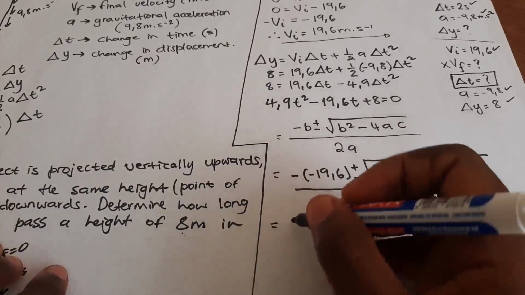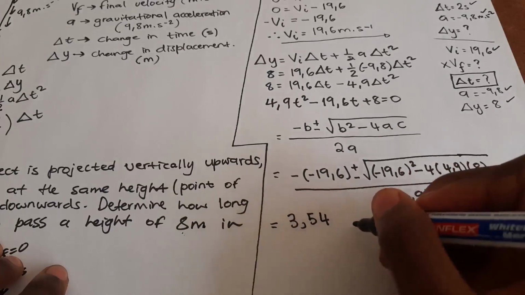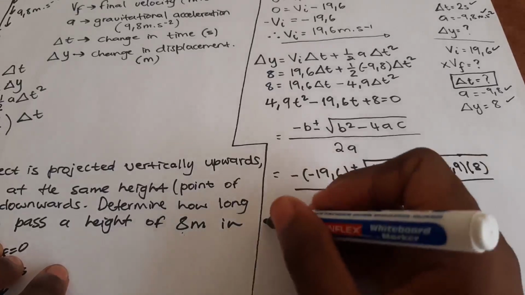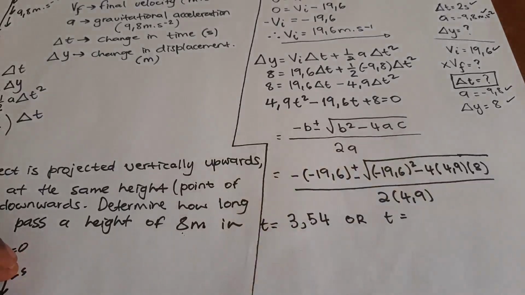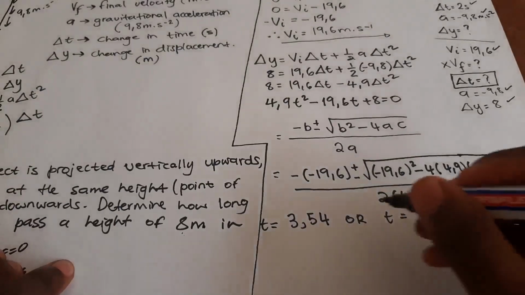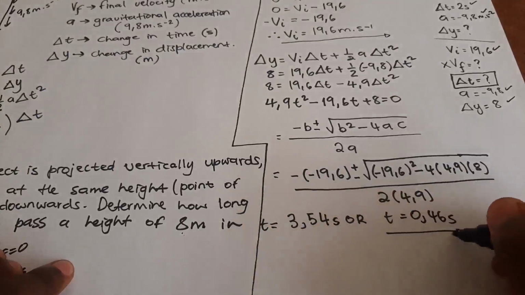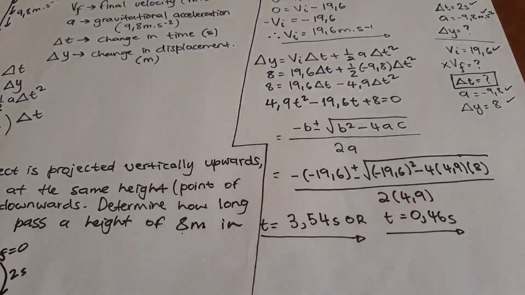what t will be equal to: 3,54, or our t will be equal to, if we remove positive and say negative, it will be equal to 0,46 seconds. Those are the answers. Okay, so that's how it goes, guys.